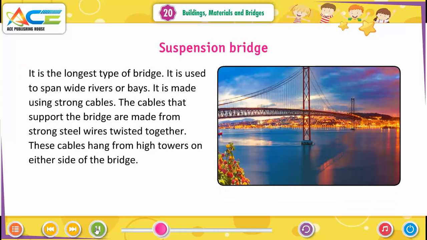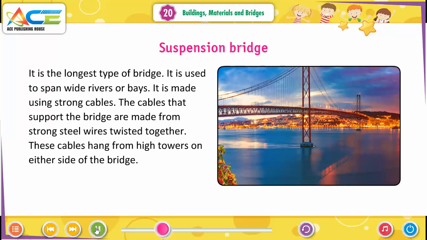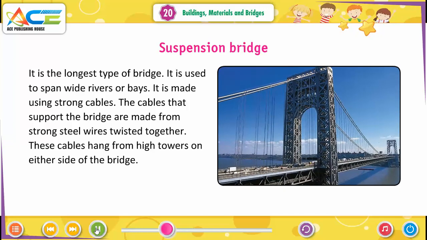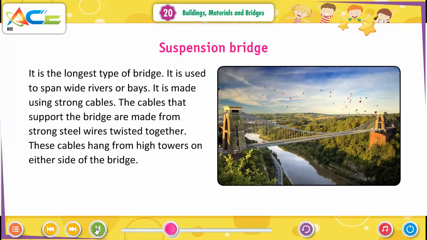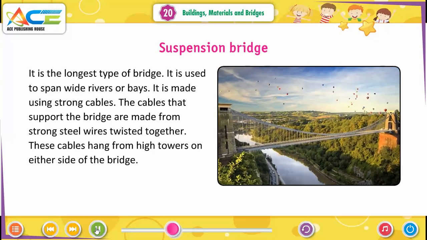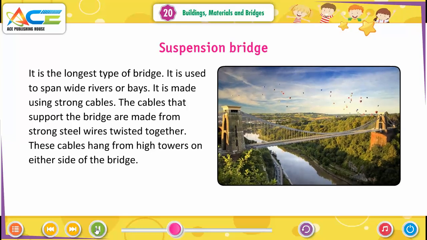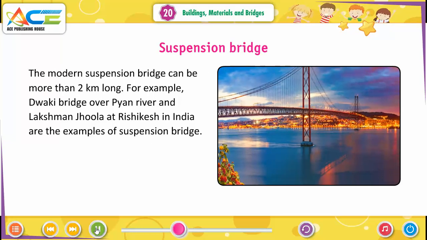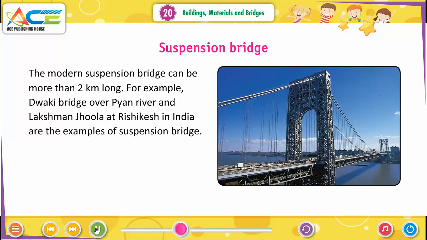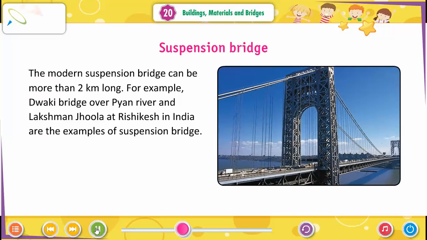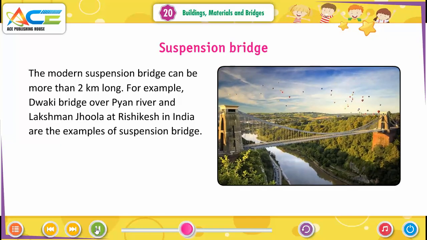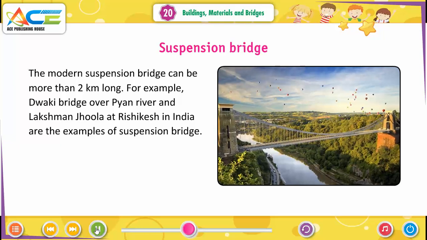Suspension bridge. It is the longest type of bridge. It is used to span wide rivers or bays. It is made using strong cables. The cables that support the bridges are made from strong steel wires twisted together. These cables hang from high towers on either side of the bridge. The modern suspension bridge can be more than 2 kilometers long. For example, Dwaki Bridge over Pyan River and Lakshman Jhula at Rishikesh in India are examples of suspension bridge.